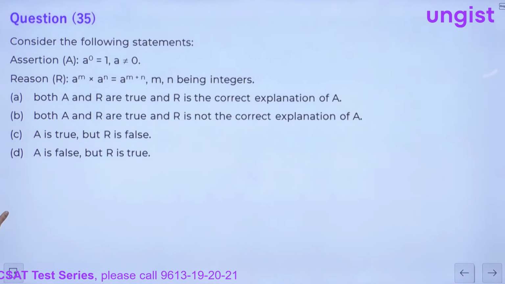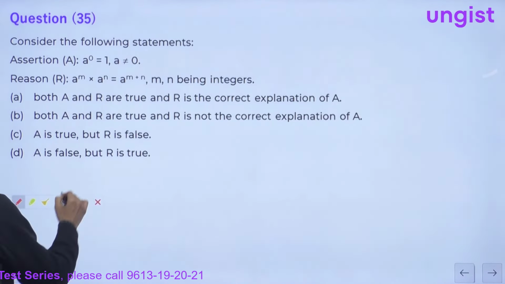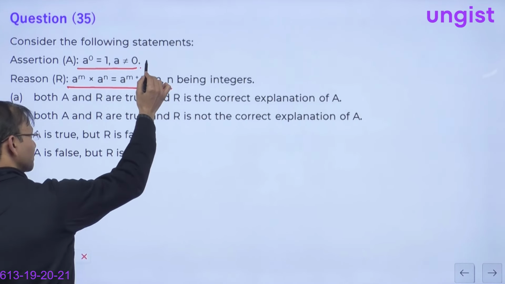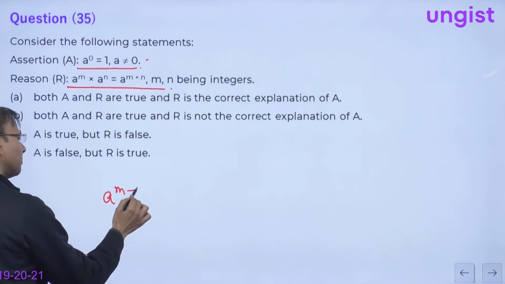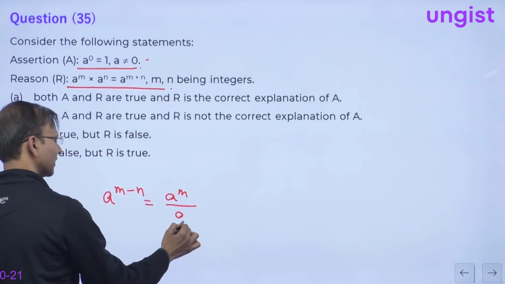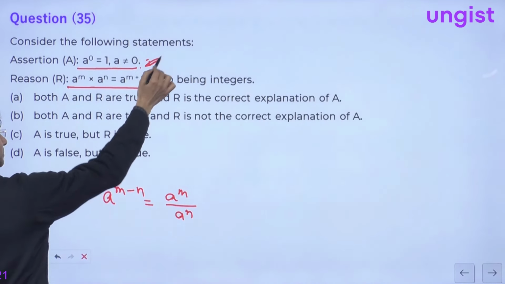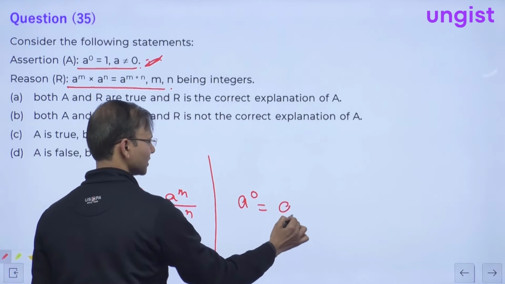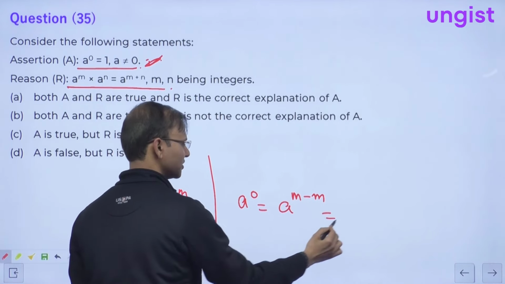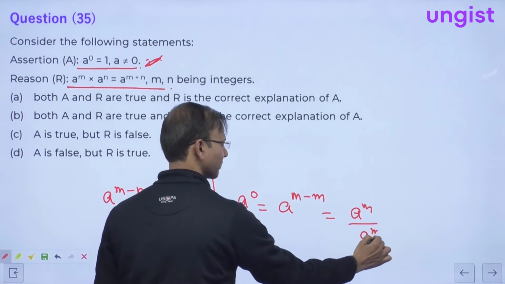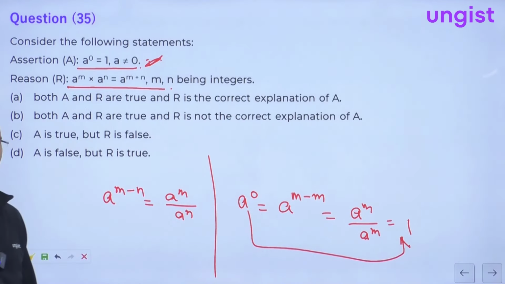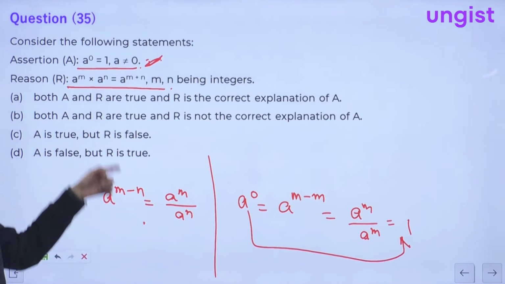Why? Because guys, see the thing is, the first statement is a raised to the power 0 is equal to 1, where a is not equal to 0, it is correct, right? And then this is also correct, but this is not the explanation of this. Why? Because if it is a to the power m minus n is equal to a to the power m divided by a to the power n, this will be the correct explanation of first one. Why? Because if you want to prove this, a to the power 0 is equal to a to the power m minus a to the power m. M minus m can be 0. So this is a to the power m divided by a to the power m. And when numerator is same as denominator, it is 1, right? So guys, this is the correct explanation of this. So for this, it has to be this. It should not be this.